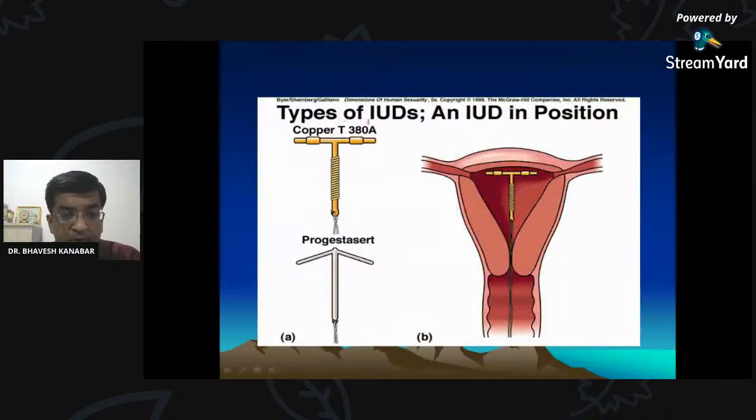Again, you can see this Copper T 380A, which is kept inside the uterus. How the Copper T is placed inside the uterus, you can see very well in this photograph. Then this is the progesterone containing device. You can see over here in the Copper T, there is also a tail.